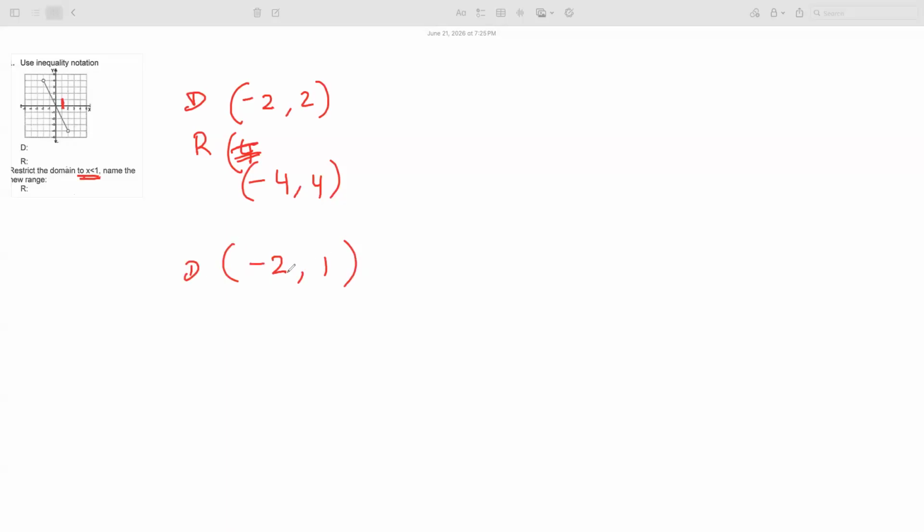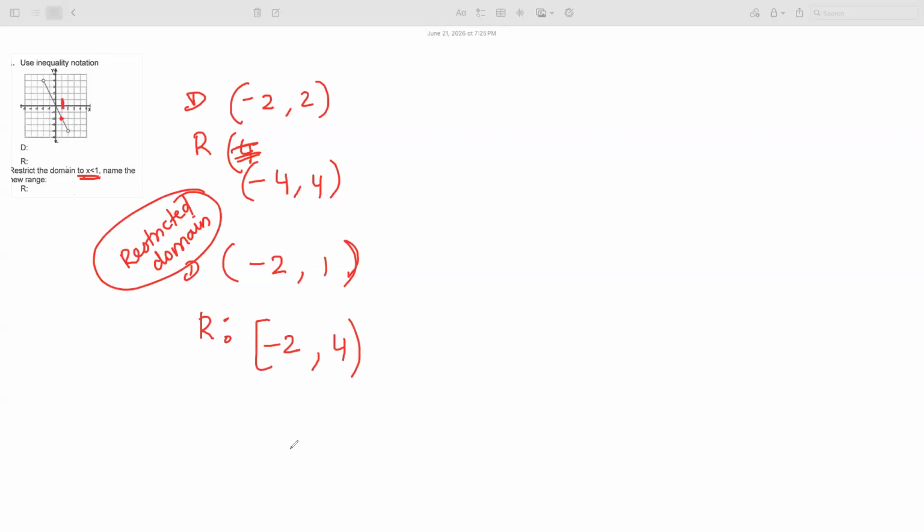The restricted domain is this. Just because you restricted the domain, it's less than, so I have to use a parenthesis here. Just because you restricted the domain, what happens to the range? The range also becomes restricted, in the sense the range becomes -2 square bracket comma 4. Is there anybody who did not understand this? Because of the restricted domain, the range changes. Any questions? We are restricting the domain in the sense we are cutting off some part of the domain. We don't want it. Any questions here?